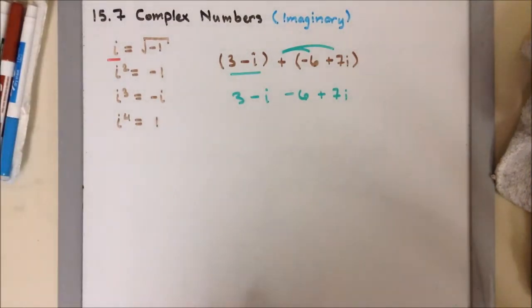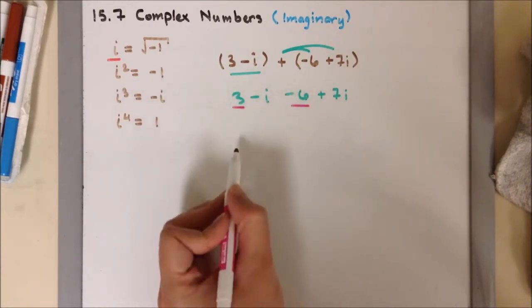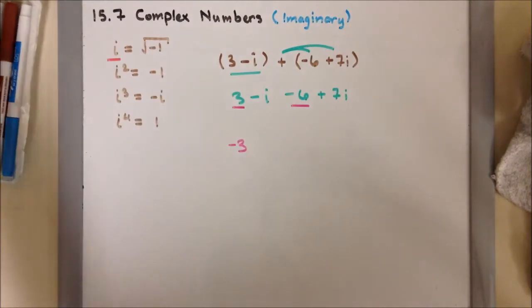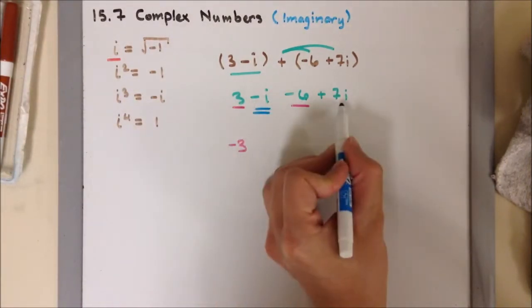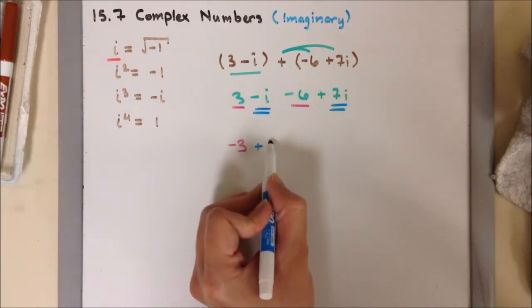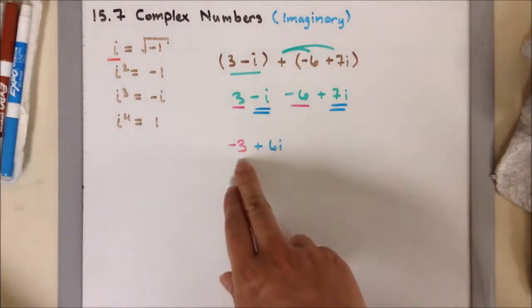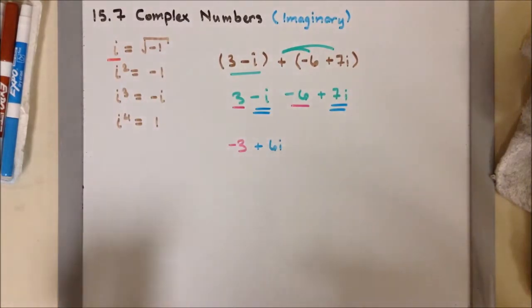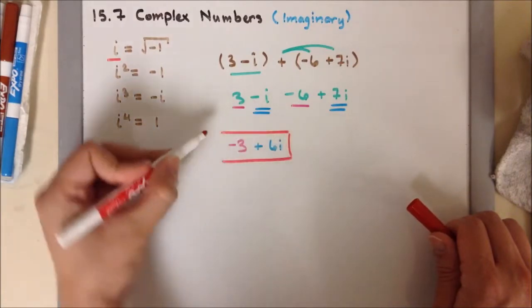Just like last time, combine like terms. I'm going to combine my real numbers first. 3 minus 6 will be negative 3. And then combine my imaginary numbers. Negative i plus 7i will be plus 6i. I wrote my real number first, and then I wrote my imaginary complex number second, so this is my final answer.